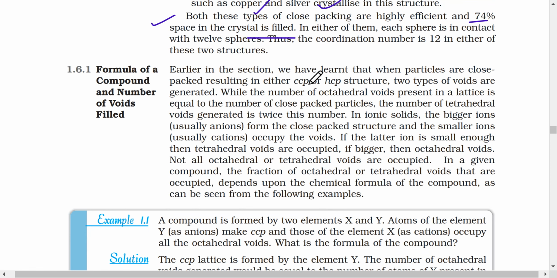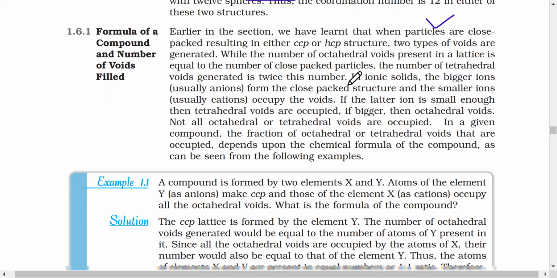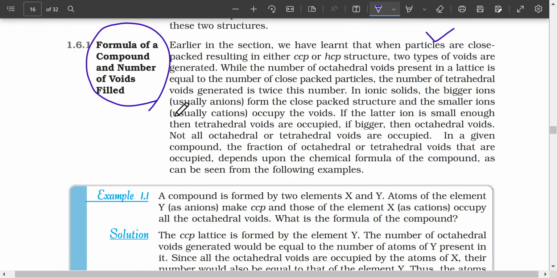Efficiency दिखा रहे हैं, ठीक? In either of them, each sphere is in contact with 12 spheres. Thus, the coordination number is 12 in either of these two structures. फिर हमारे पास formula of a compound and number of voids filled. अब थोड़ा mathematical aspect है.